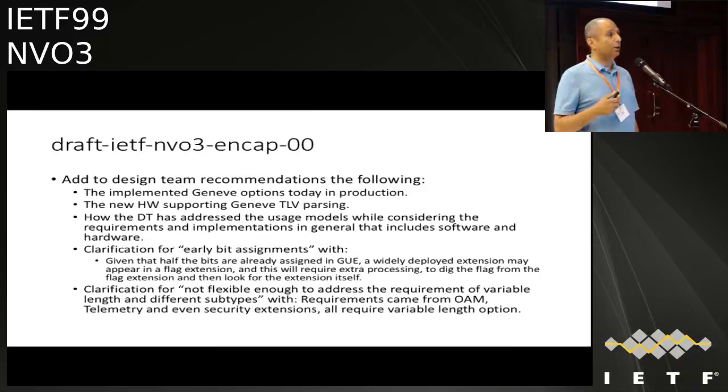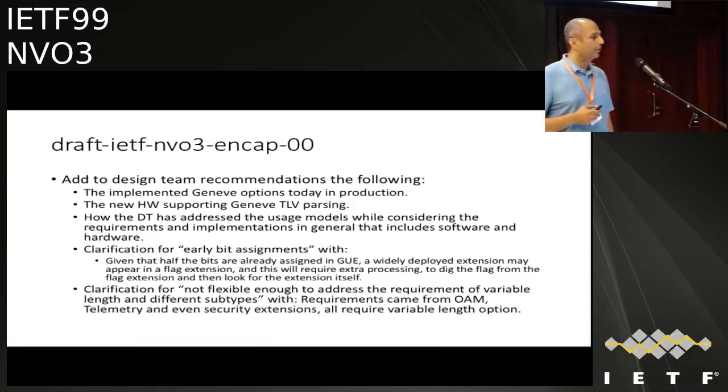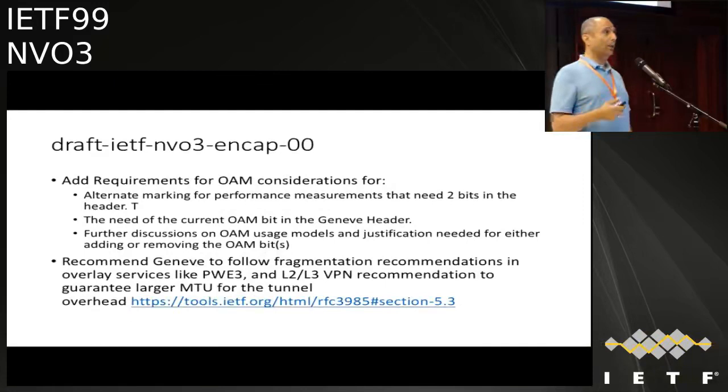As well, we added some clarification about the requirement to address variable lengths and different subtypes, and where this requirement came from. So we added clarifications that this came from OAM and also came from some security extension. We added more clarification on the OAM aspect because there were some requirements from OAM about alternate marking and the need for two bits. And I think recently there was some discussion about how we can live with one bit instead of two.